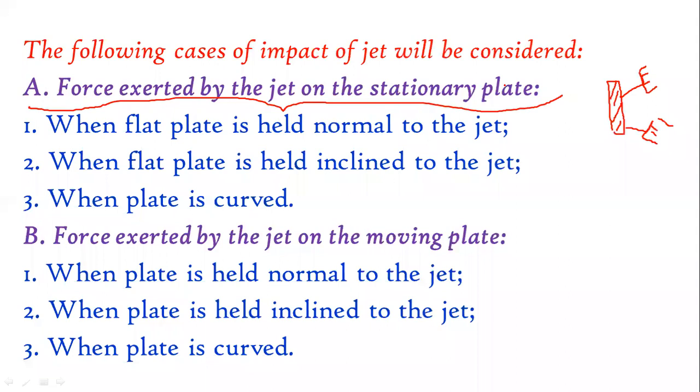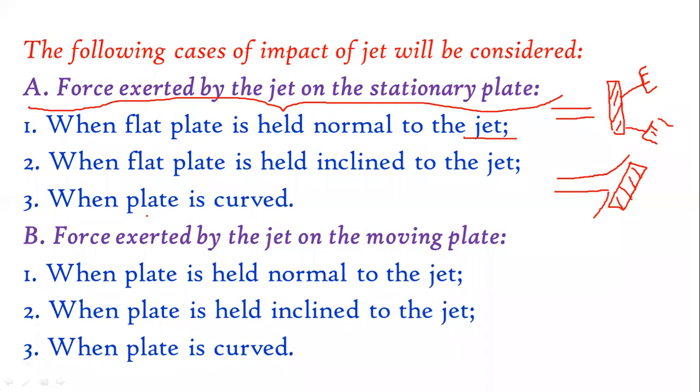Now, for this particular plate, we studied different examples. First, when a flat plate is held normal to the jet, that means the direction of the jet is perpendicular to the position of the plate, and the plate is flat in shape. Then next we studied when the flat plate is held inclined to the jet, that means the plate is flat but held at an inclined position, and the water strikes this flat plate at an inclined position.